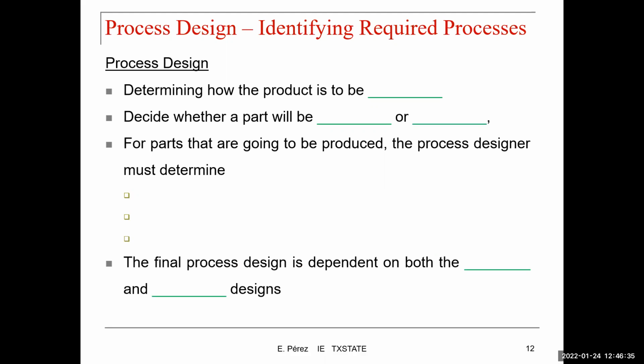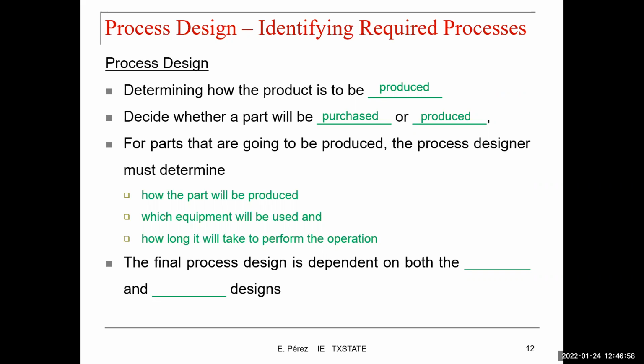Process design. Here we are trying to identify required processes. For example, determining how the product is to be produced. Decide whether a part will be purchased or produced. And for parts that are going to be produced, the process designer must determine how the part will be produced, which equipment will be used, and how long it will take to perform the operation. The final process design is dependent on both the product and the schedule design. So this goes back to our initial discussion. So they're all connected.